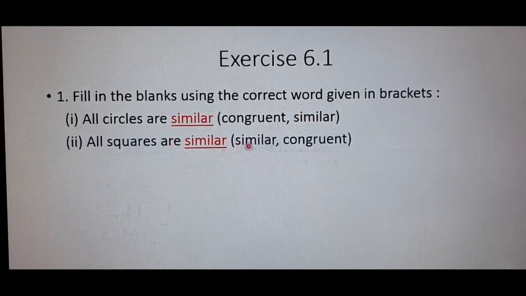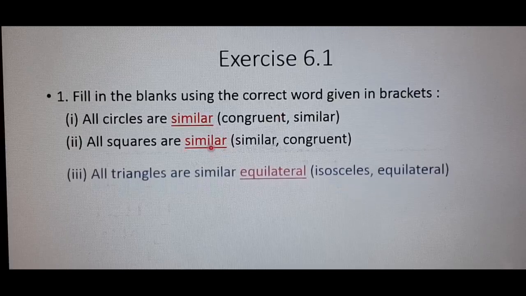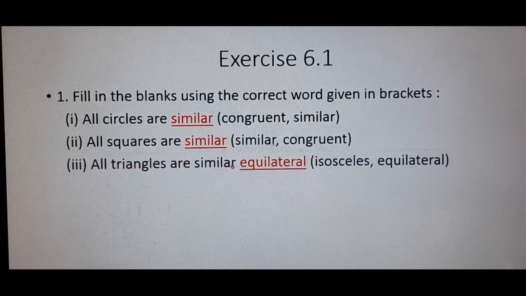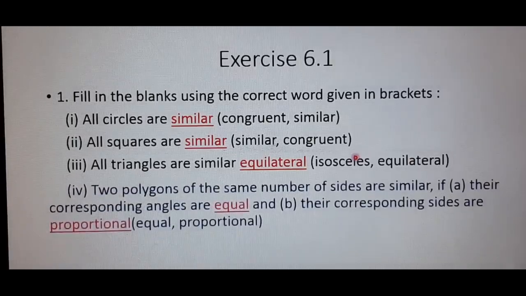All squares are dash. Again two options, similar or congruent. So this is also we have discussed that all squares are similar. All triangles which are similar are dash. So which triangles are always similar? Isosceles or equilateral, this also we have discussed. So all equilateral triangles will be similar.